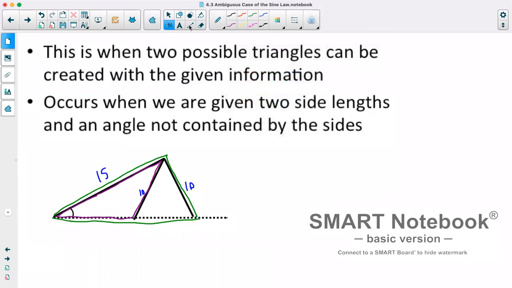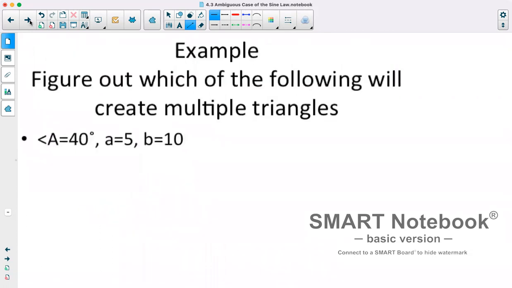Now, there's also one other scenario, which is that sometimes the distance isn't even long enough to reach this bottom part, so it can't create a triangle. This is why it's ambiguous: depending on the information we're given, we could have 0 triangles, 1 triangle, or 2 triangles. So there are some ways we can go about determining how we have multiple triangles.